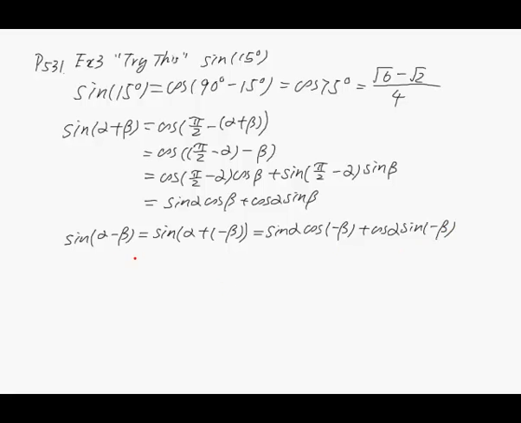And let's turn to here. Cosine is an even function, so cosine of negative beta is equal to cosine beta. So we have sine alpha cosine beta, and sine is an odd function, so sine of negative beta is equal to negative sine beta. So you have the minus cosine alpha times sine beta. So by now we have the identities for the sine of a sum and a difference. Okay. Now let's look at one example.